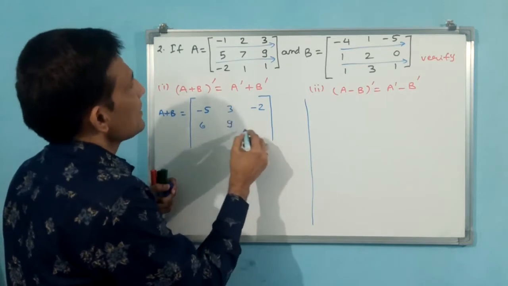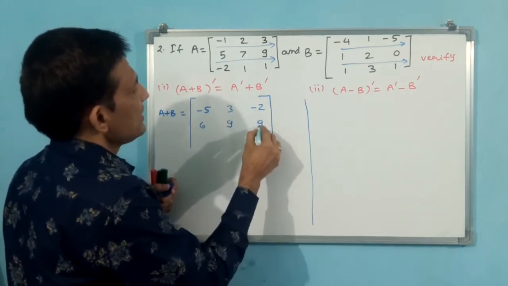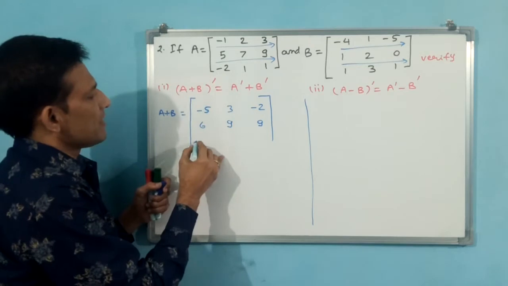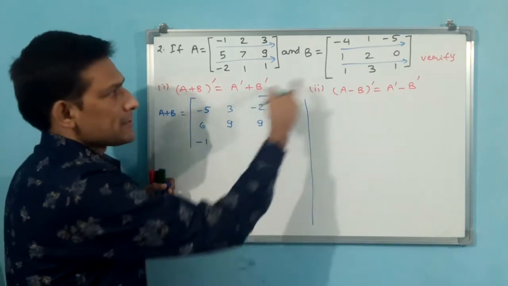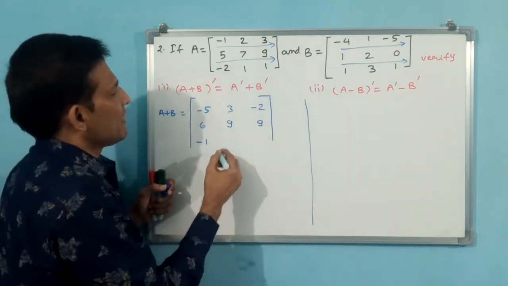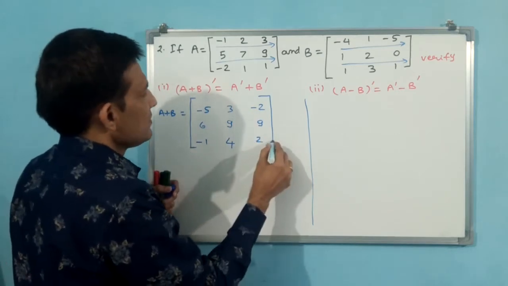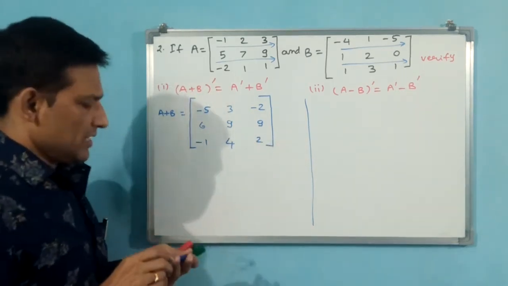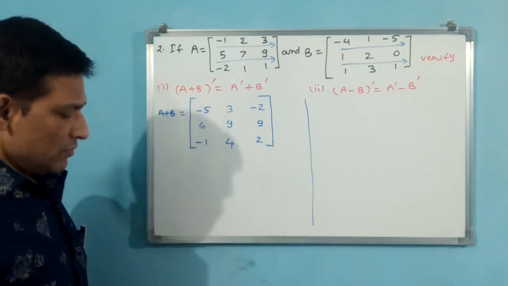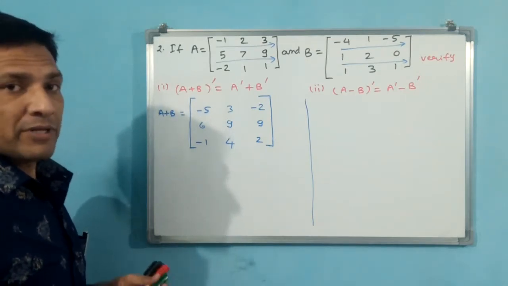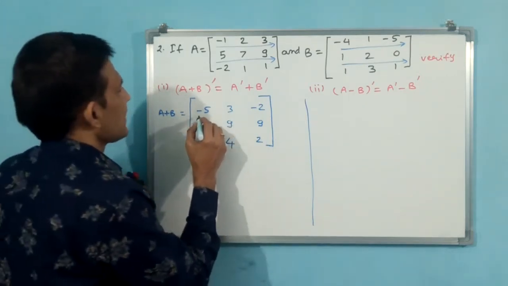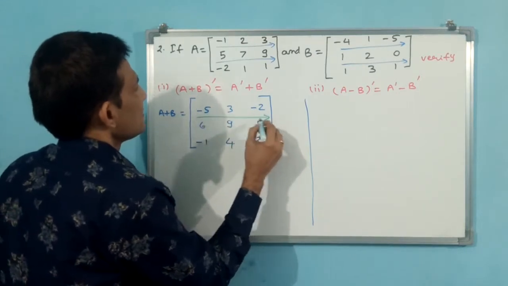7 plus 2, 9. 9 plus 0, 9. -2 plus 1, -1. Okay. Plus addition we are doing. 1 plus 3, 4. 1 plus 1, 2. See, this will be A plus B. Now what you have to do? You have to do A plus B transpose. That means you have to transpose this again. Transpose it.